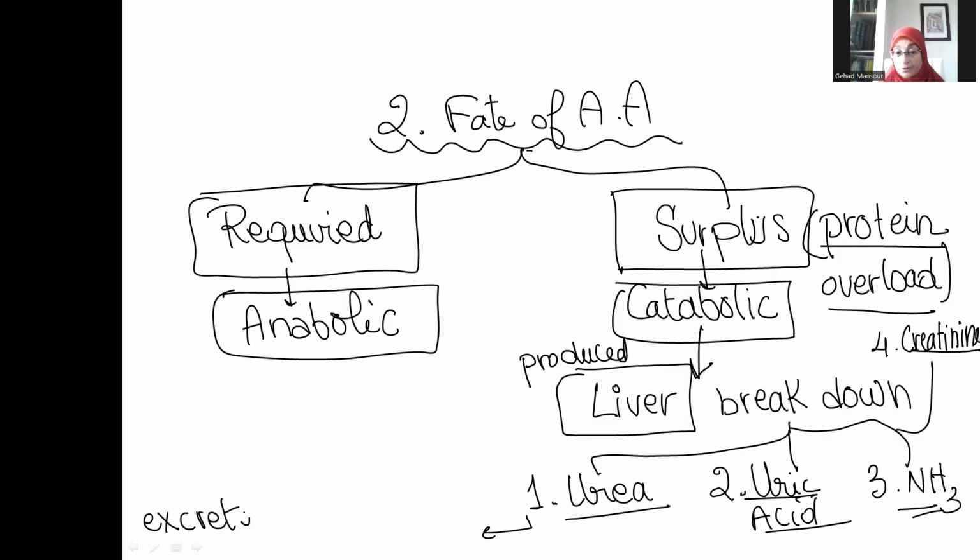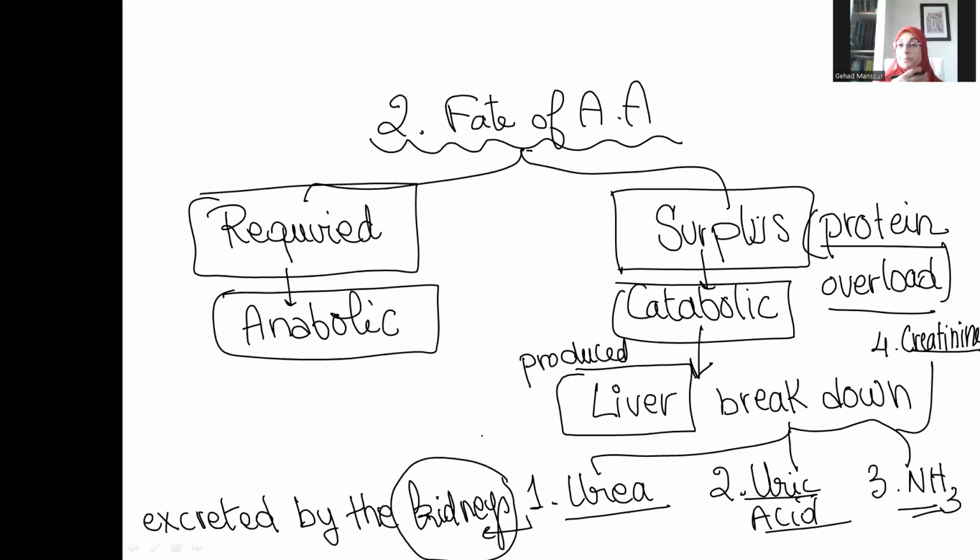So it's not the liver that excretes them. It is the kidney that excretes them. The liver only prepares them for excretion. And the kidneys excrete urea, uric acid, ammonia, and creatinine in urine.